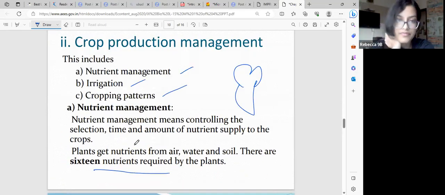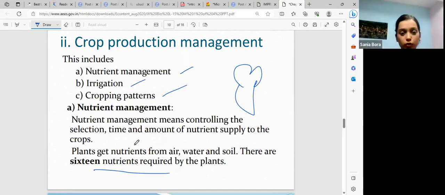Right now we are only understanding nutrition. This chapter, you have to go in deep, then come out, then go in deep again. You don't have to forget what we are studying. Crop production management: I told you that you need to manage your crop, and there are 3 ways. First, you need to manage your nutrients. Second, irrigation, and third, cropping.